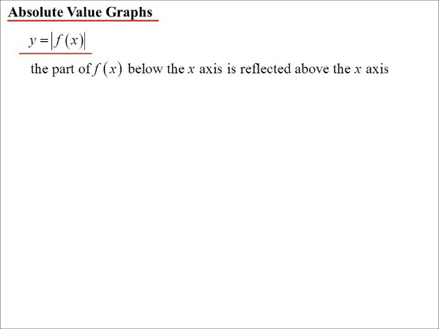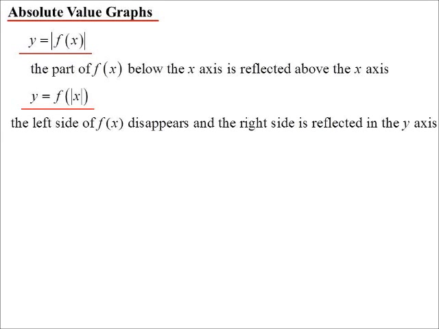What does that do to our function? Well, basically, whatever is below the x-axis reflects above. Because if we're saying y is the absolute value of function x, it would be impossible to get a negative number for the y value. So whatever's below is reflected above.